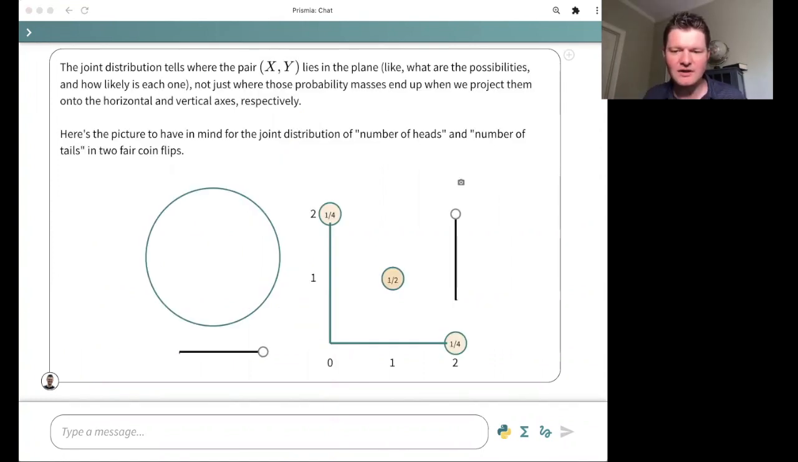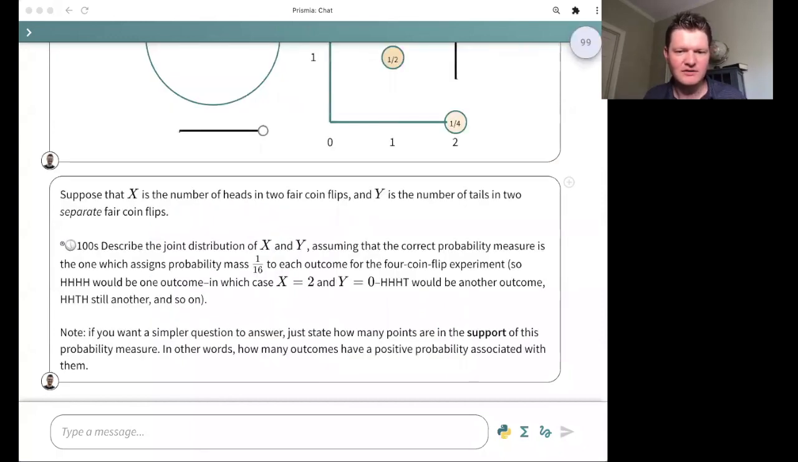Okay, so here's another question building on this idea and leading into the conditional probability discussion that we're headed towards. So suppose that x is the number of heads in 2 fair coin flips, and y is the number of tails in 2 other fair coin flips. So now we're flipping 4 coins. We're reading x off the first 2 and y off the last 2.